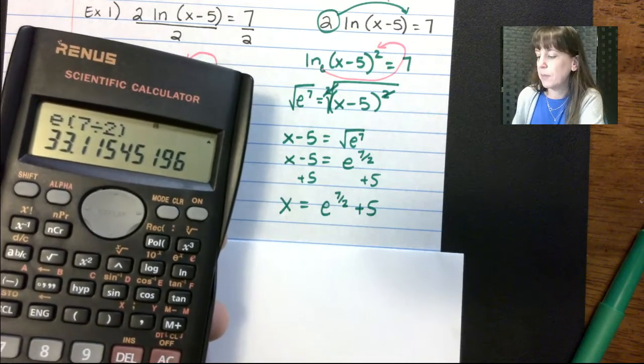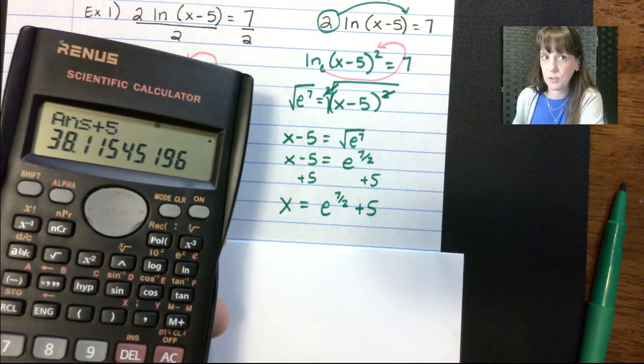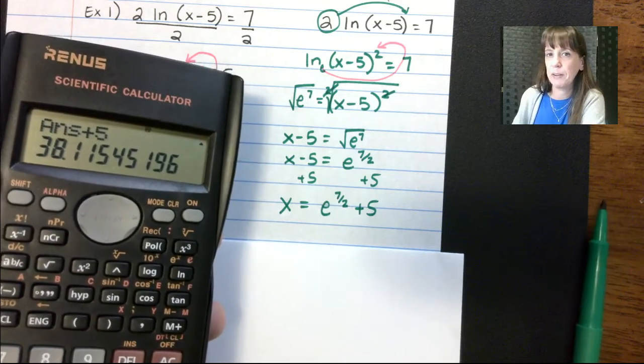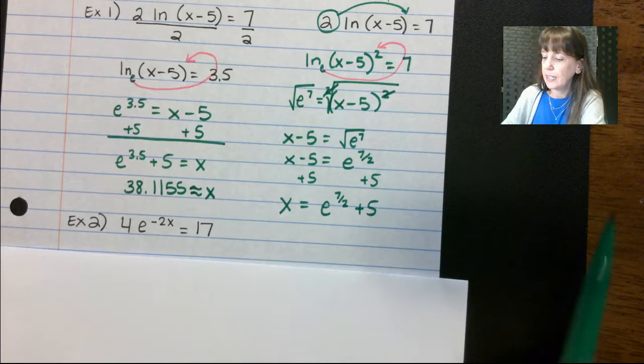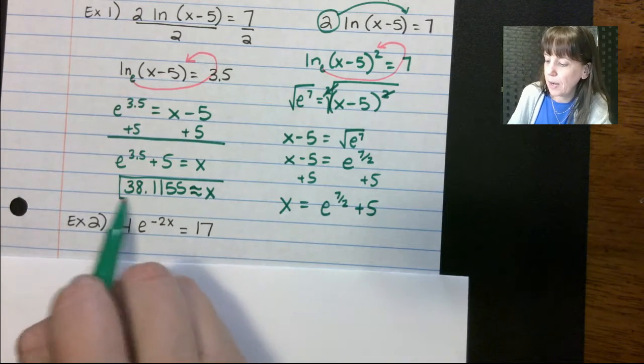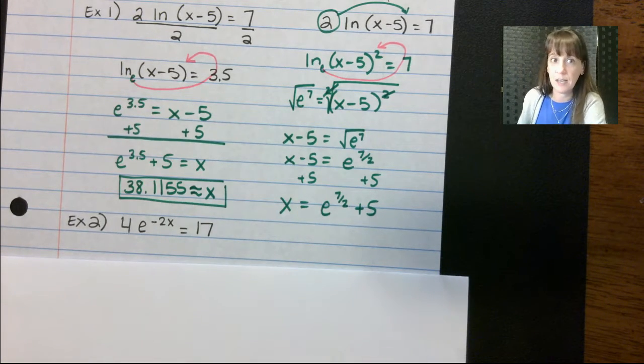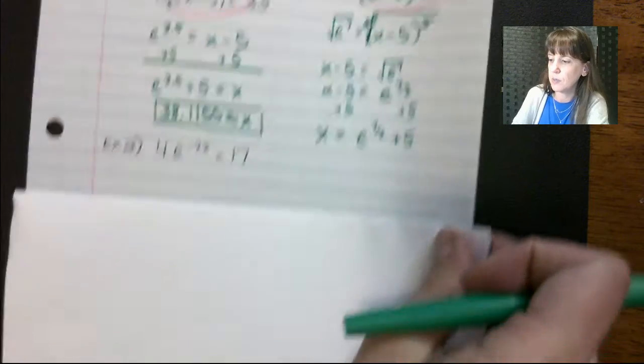Enter that, and then plus 5, and you'll see that I get the same answer, 38.1155. So either method works. I just wanted to show you how it's the same thing. So let's take a look at this next one.